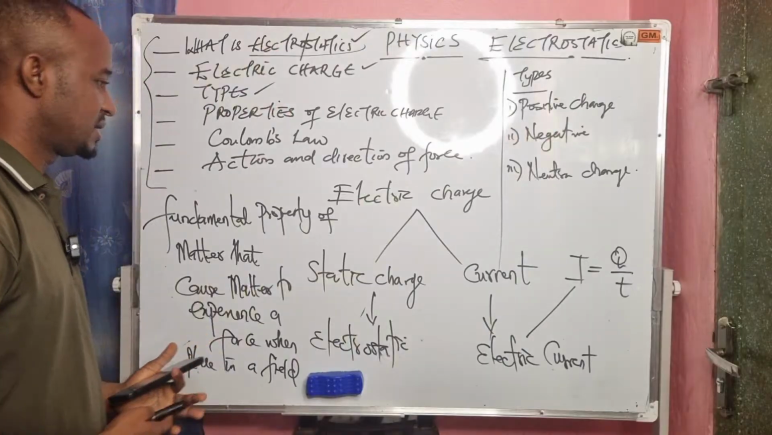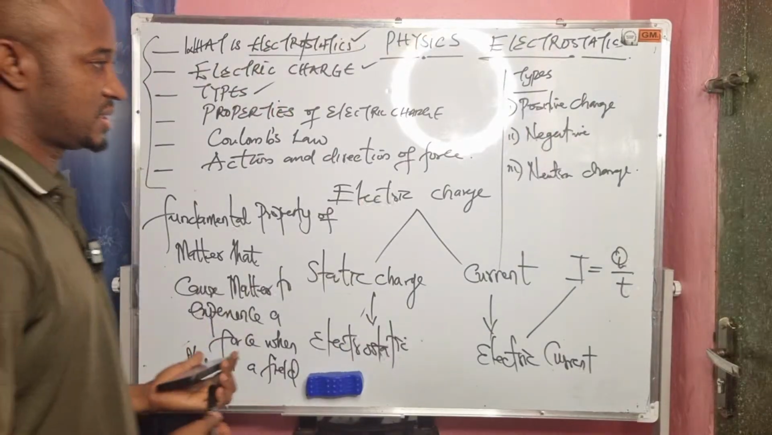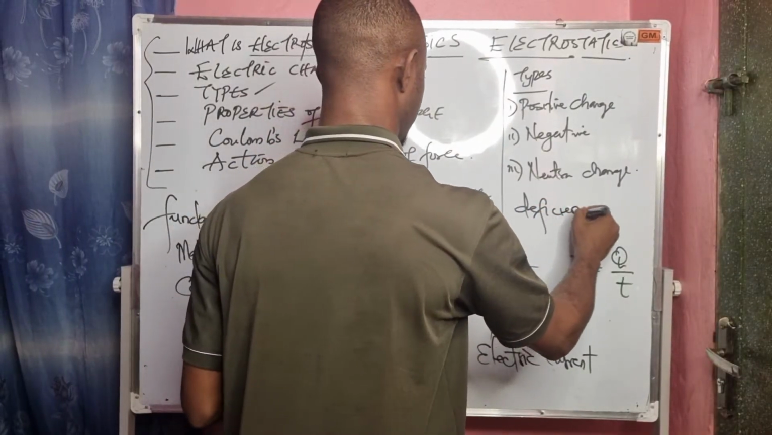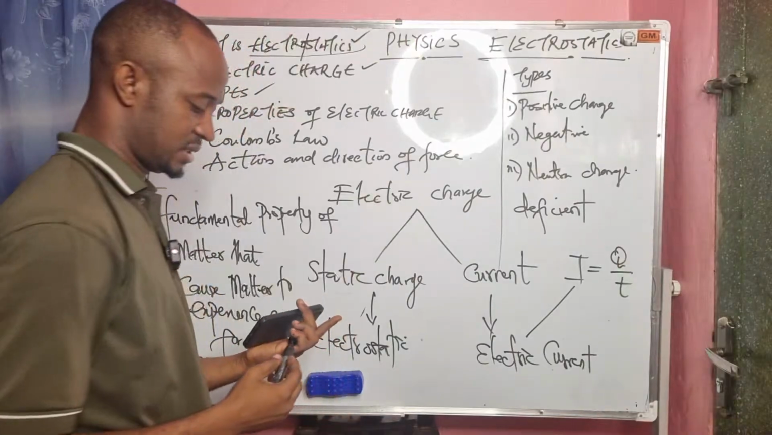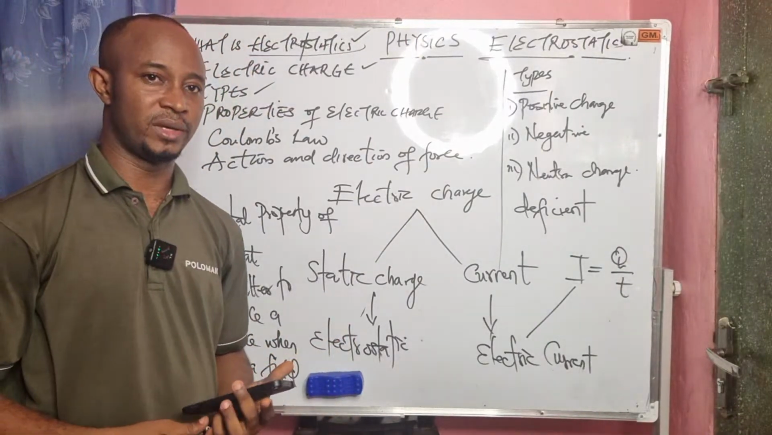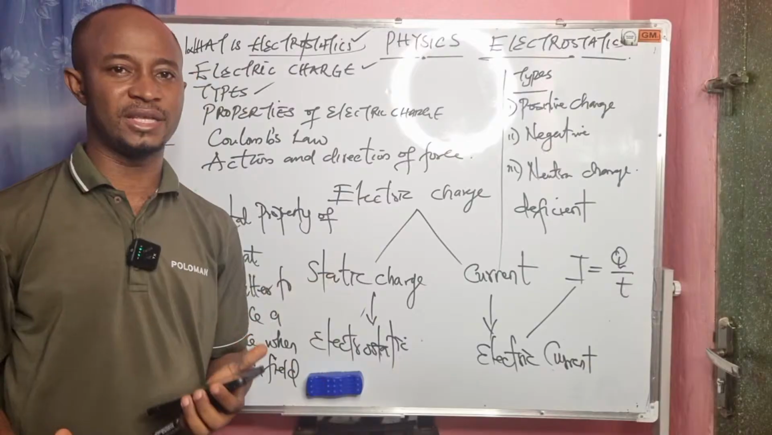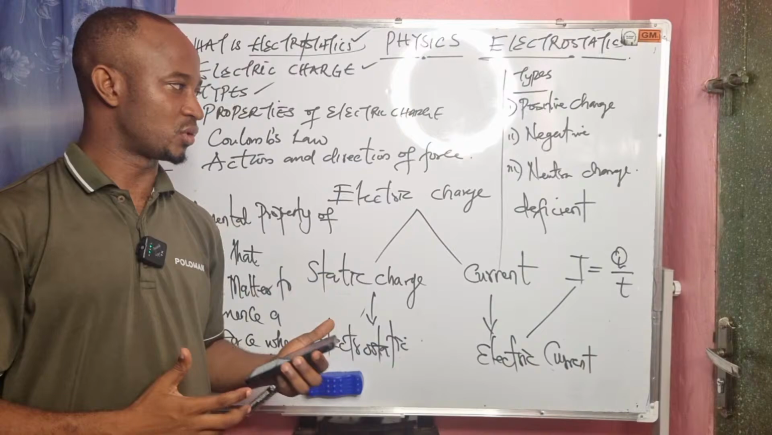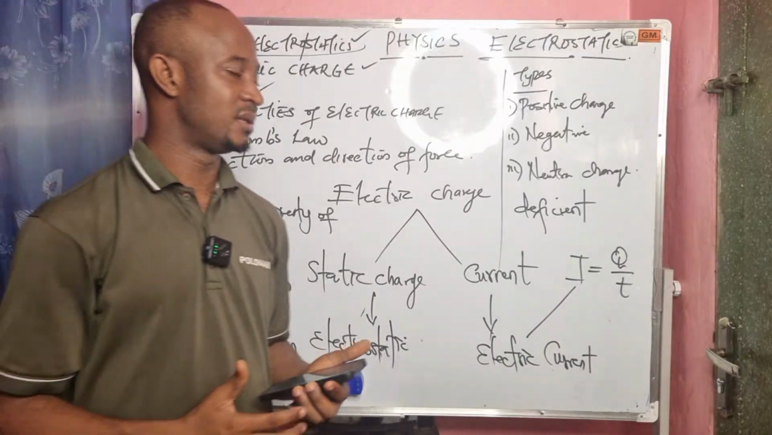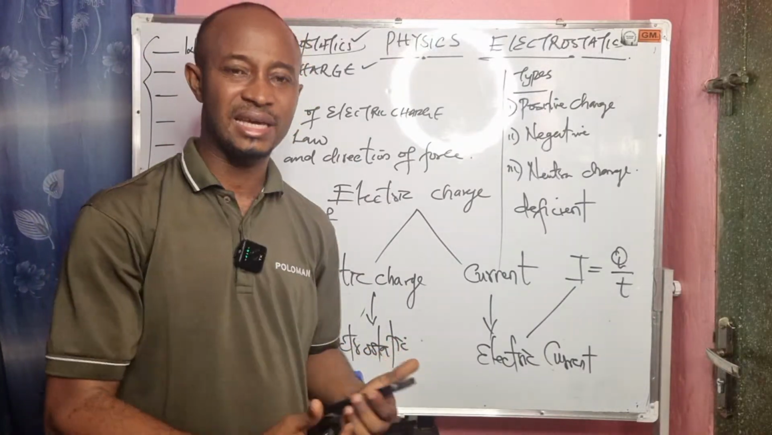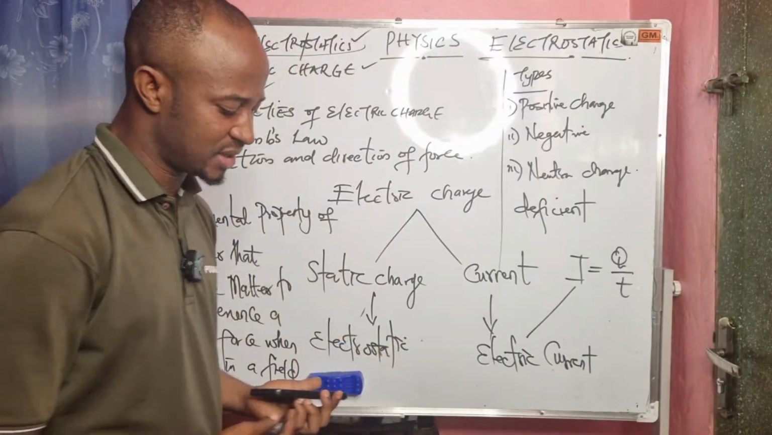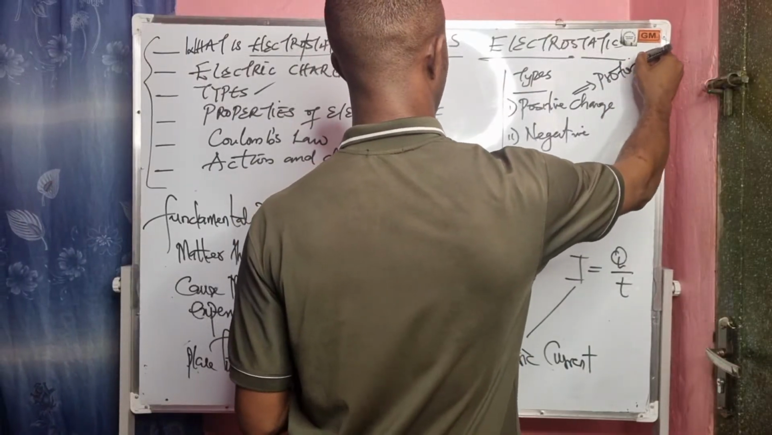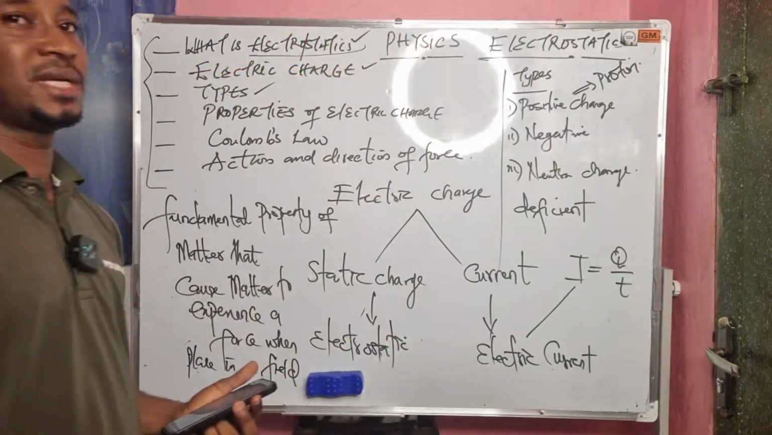Now, what's a positive charge? A positive charge is a charge that is electron deficient, meaning they lack electrons. When you hear the word positive charge, what comes to your mind is proton. This is a charge carried by proton. An example of a positive charge is the proton.